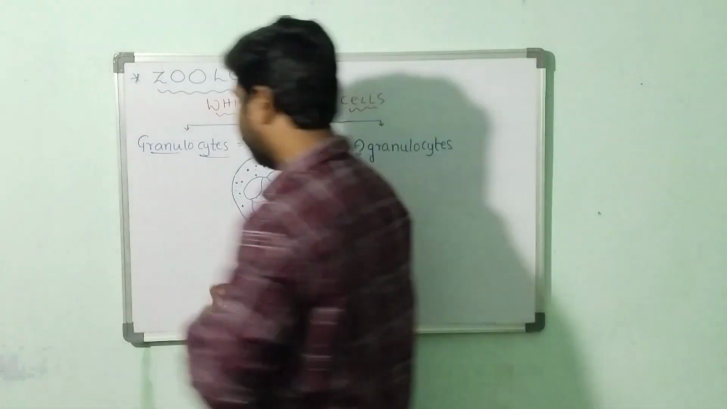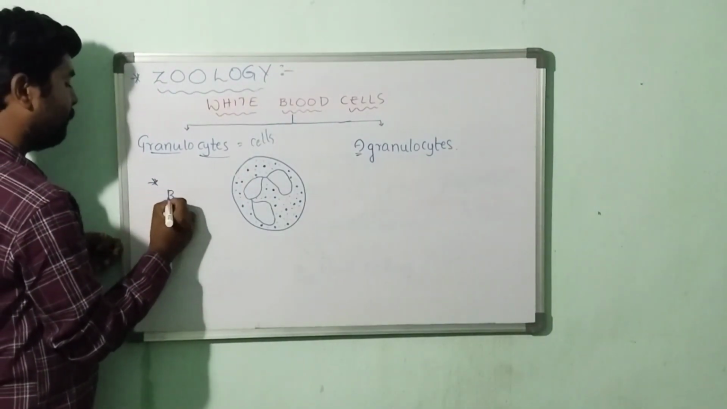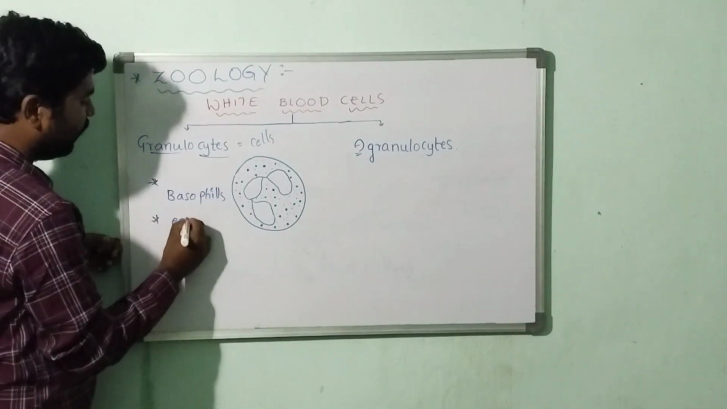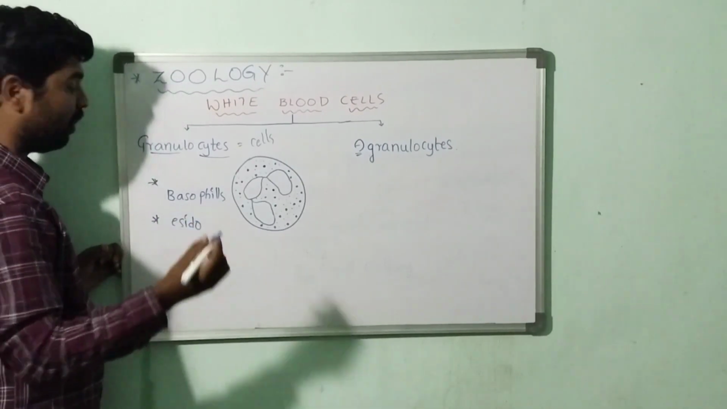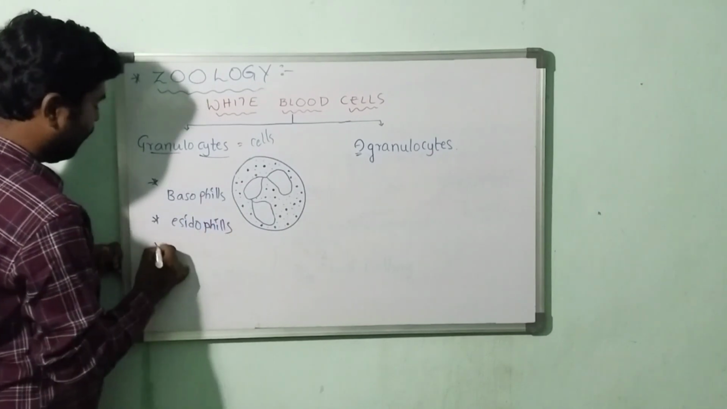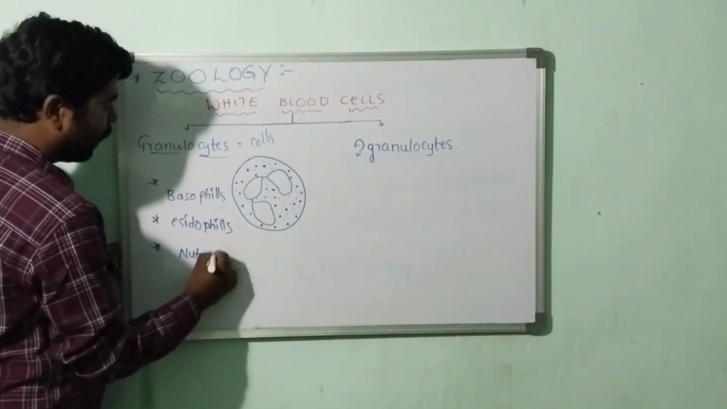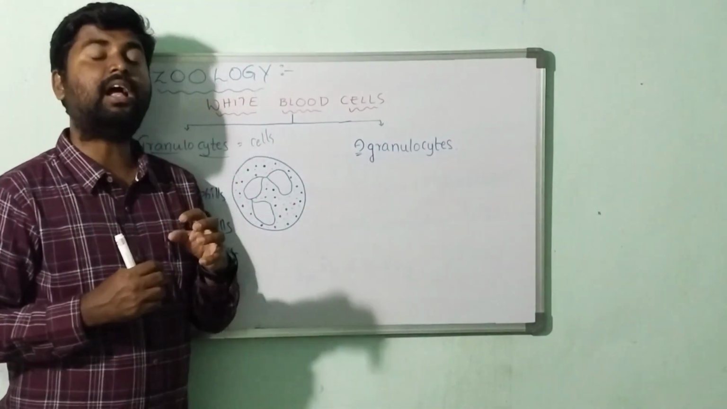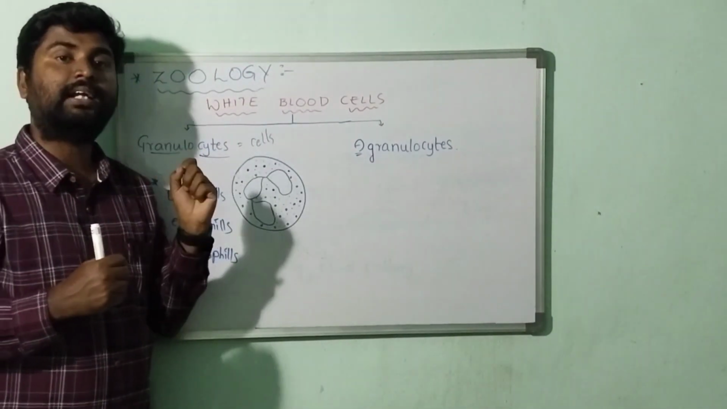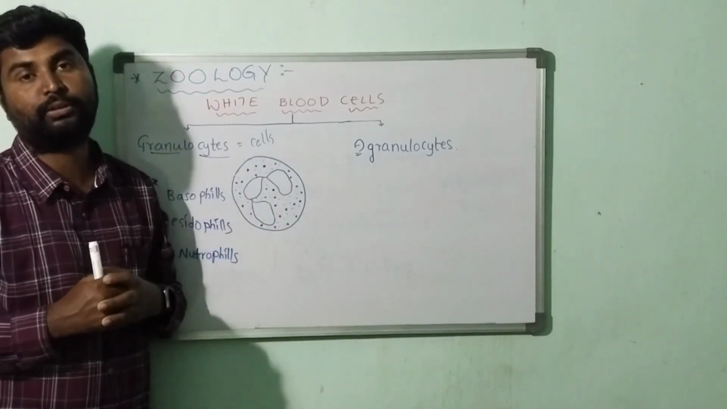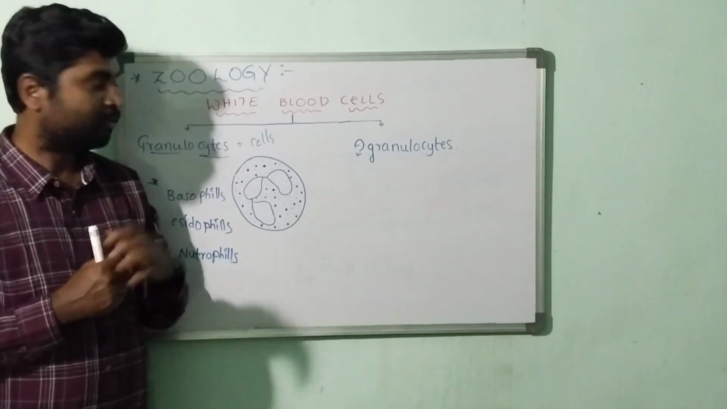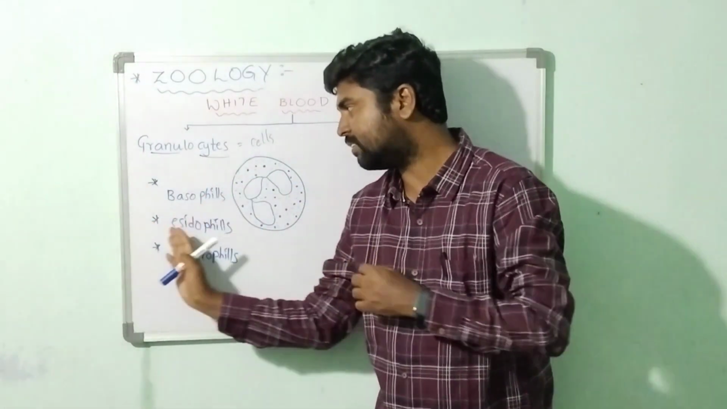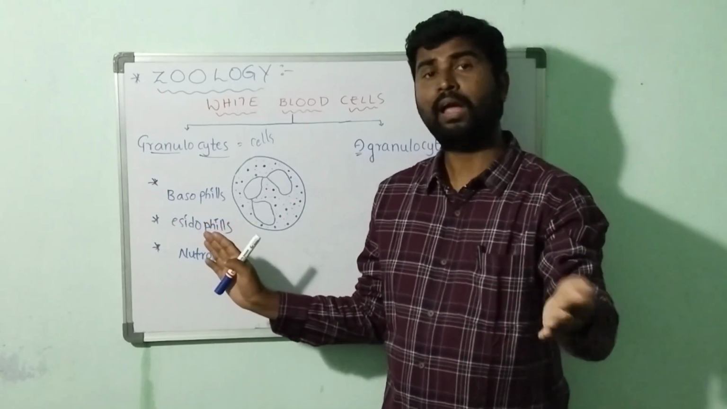One is basophil, I will write here. One is basophil, acidophils or eosinophils, whatever it may be, and neutrophils. So granulocytes are three types, based on absorption of color when we add base solution, neutral solution and acidic solution. These granulocytes are mainly three types: basophils, acidophils or eosinophils, whatever it may be, and neutrophils.